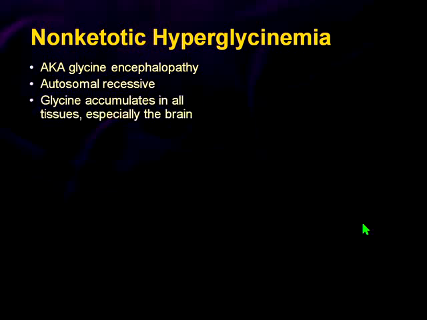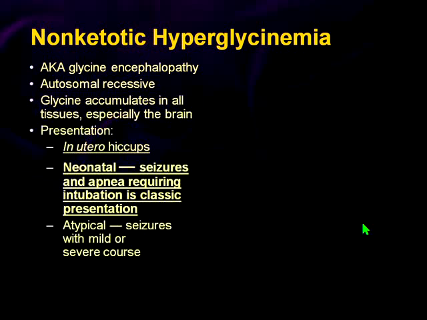All right, nonketotic hyperglycinemia is also known as glycine encephalopathy. This is a glycine problem, not a glucose problem. So it's nonketotic hyperglycinemia. It is autosomal recessive. The glycine accumulates in all tissues, and especially the brain. Presentation is in utero hiccups, and in the neonatal period, seizures and apnea that require intubation, and that's the classic presentation. You can have atypical presentations with seizures with a mild or severe course. And remember, glycine is one of your precursors for all of your neurotransmitters.